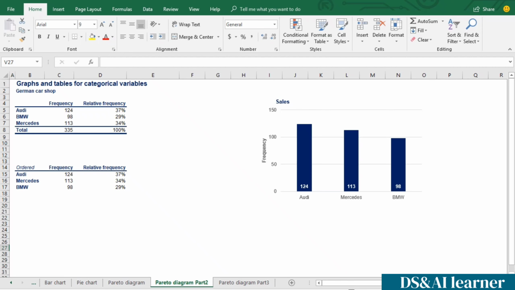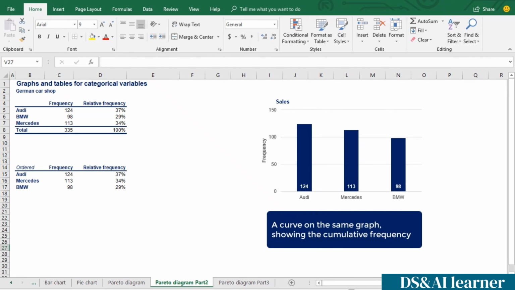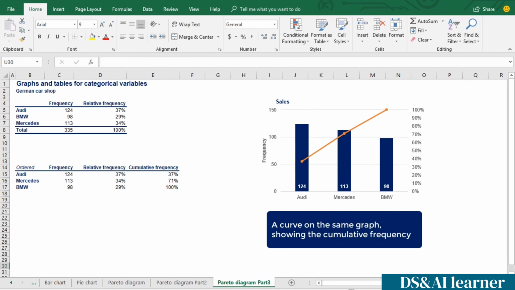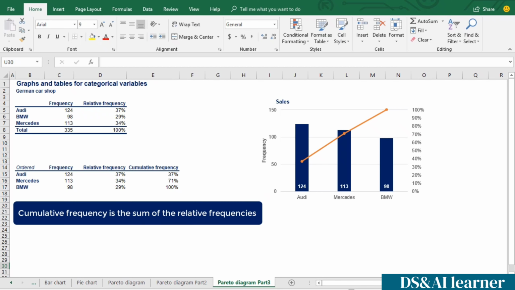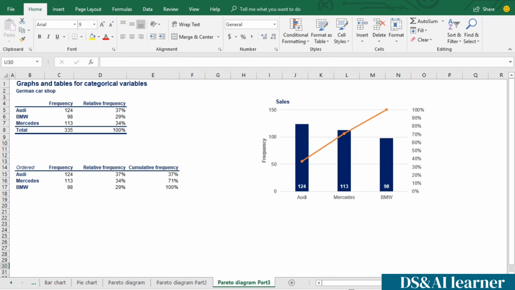There is one last touch to make it one, a curve on the same graph, showing the cumulative frequency. The cumulative frequency is the sum of the relative frequencies. It starts as the frequency of the first brand, and then we add the second, the third, and so on, until it finishes at 100%. This polygonal line is measured by a different vertical axis on the right of the graph. At each of its vertices, it shows the subtotal of the categories to its left.